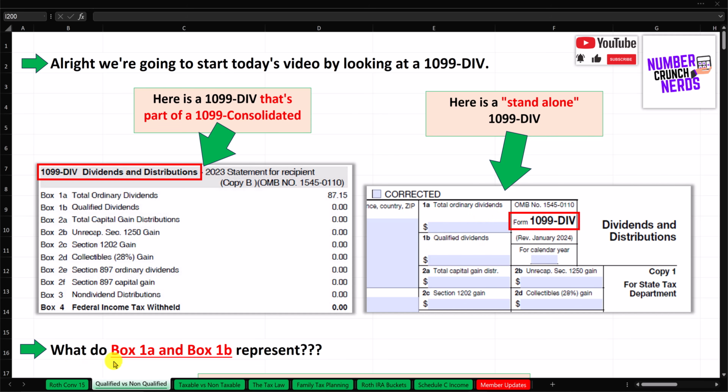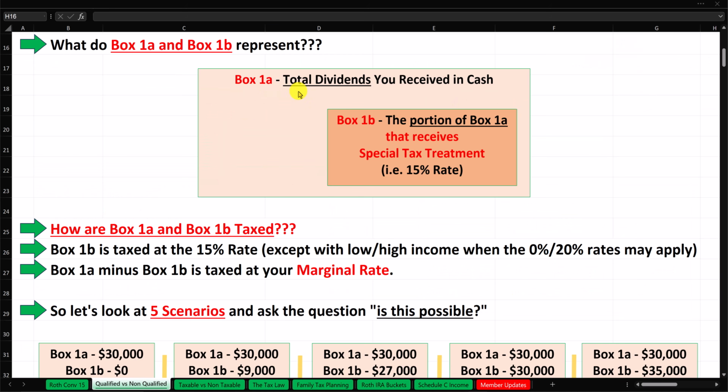Now, what do box 1A and box 1B represent? So box 1A is going to be the total dividends that you actually receive in cash. And box 1B is the portion of box 1A that receives special tax treatment, i.e. the 15% rate. So how are box 1A and box 1B taxed?